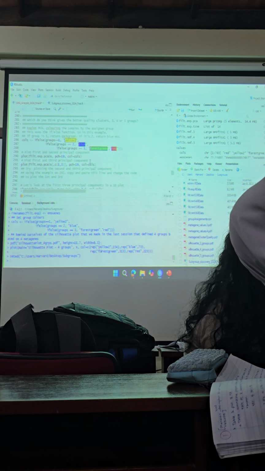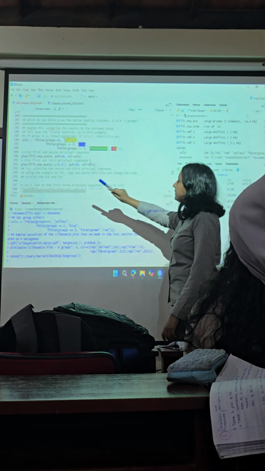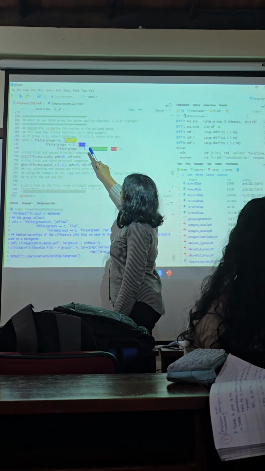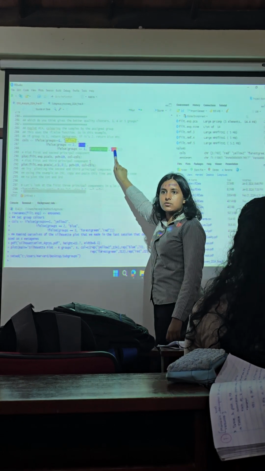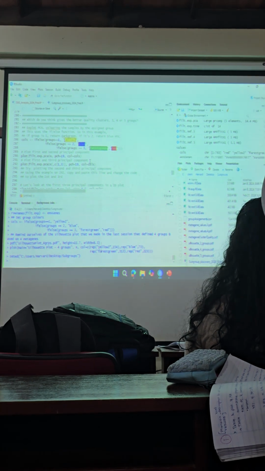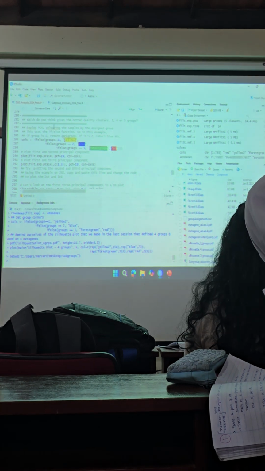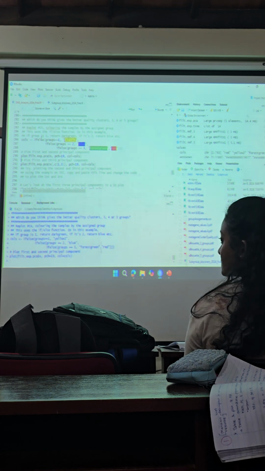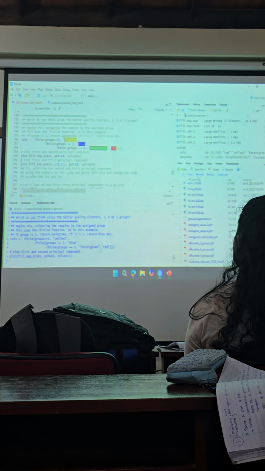So we assign the colors using this. If it's group 1, then it's yellow, 2 blue, 3 green, and the last group, that's red. Now we assign those colors and then we plot it.